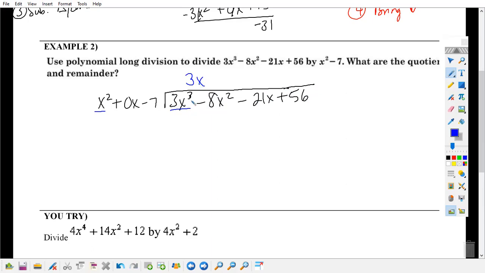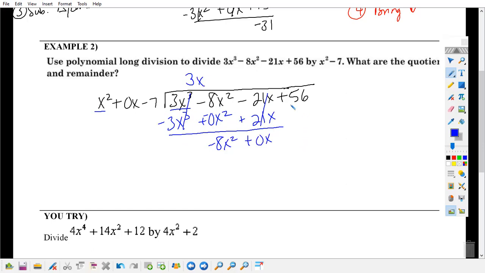After I divide, then I'm going to multiply. 3x times x squared is 3x cubed. 3x times 0x is 0x squared. 3x times negative 7 is negative 21x. After I multiply, then I'm going to subtract, which means I'm changing the signs and combining. These cancel. Negative 8 combined with 0 is going to make negative 8. These are going to do what also? Cancel, which makes it a 0.